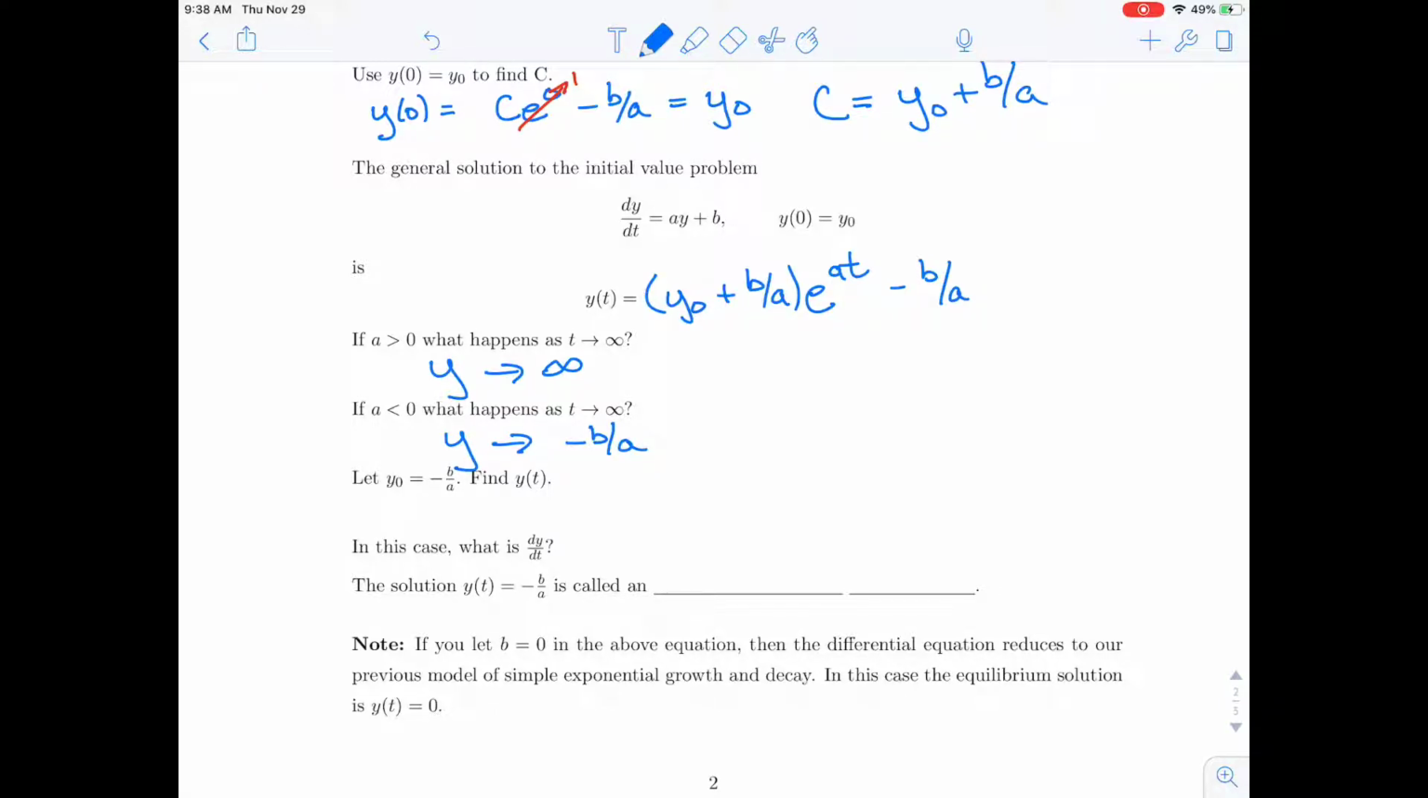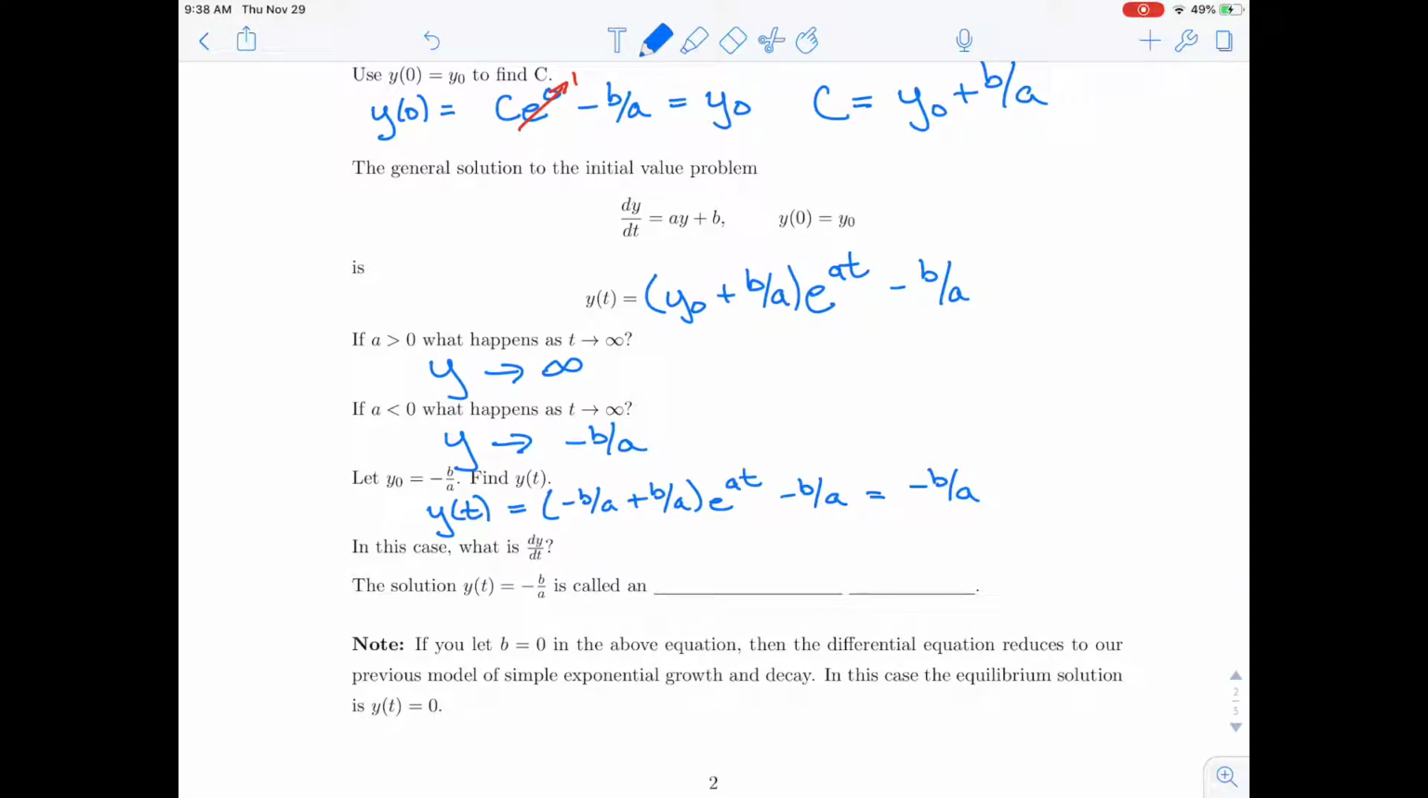So what's so important about that value, minus b over a? What happens if my initial value was minus b over a? Then y of t would equal minus b over a plus b over a, e to the at, minus b over a. And so y of t would remain at minus b over a for all time. So if we start at this value minus b over a, then we will continue at that value for all time.